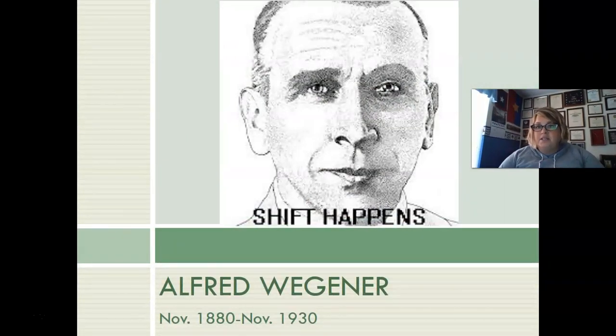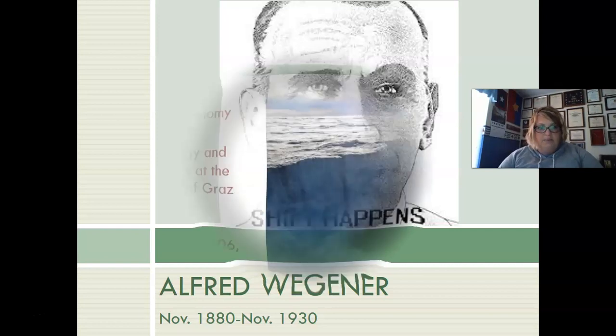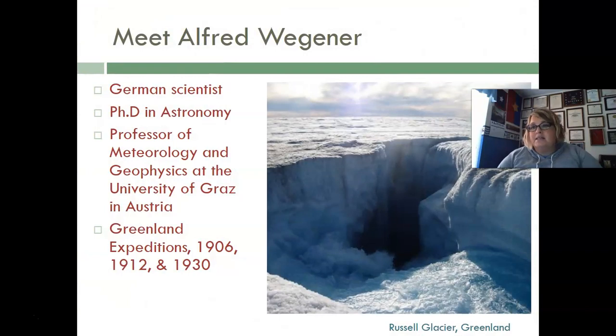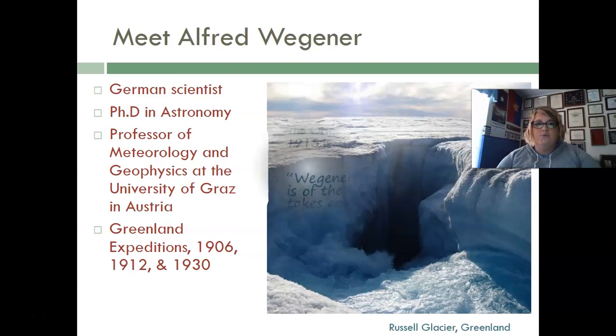Okay, the person who came up with this was Alfred Wegener. He is known for putting all of this together. He was a German scientist with a PhD in astronomy, and he was a professor of meteorology and geophysics at the University of Graz in Austria. So, needless to say, none of his degrees were in geology, in studying the Earth in that aspect. It was more of the space and the weather and all of that. He did different expeditions in Greenland, 1906, 1912, 1930, looking for evidence to prove all of this.